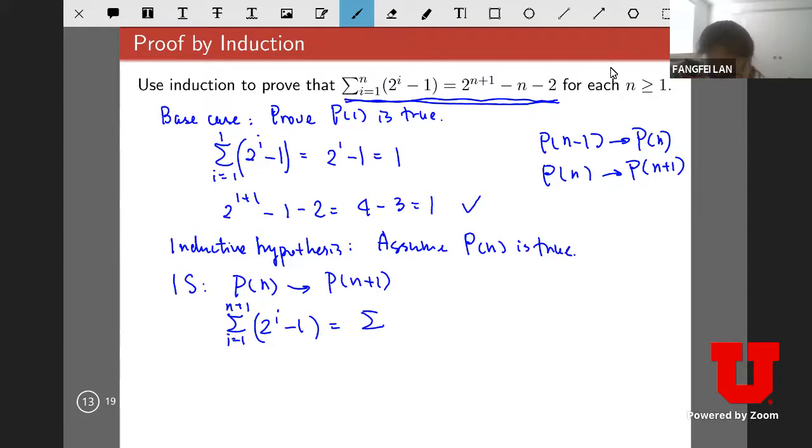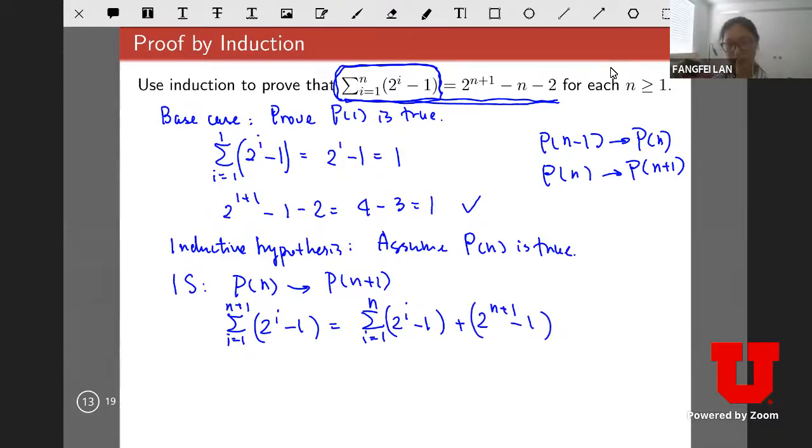So what we want is to substitute what we know, right? We assume that Pn is true, so we want to substitute this thing somehow inside. So what we do is take the last term out, plus the last term, which is 2 to the n plus 1 minus 1. This is the last term. Does that make sense?